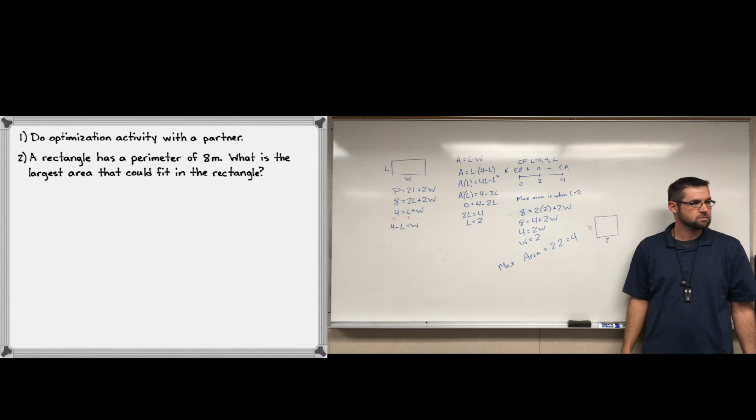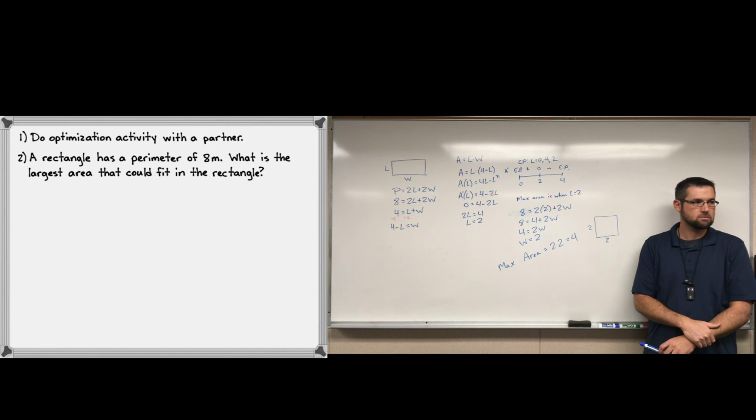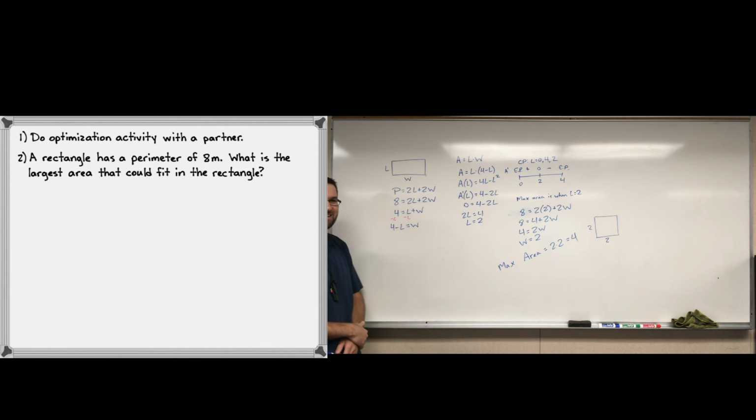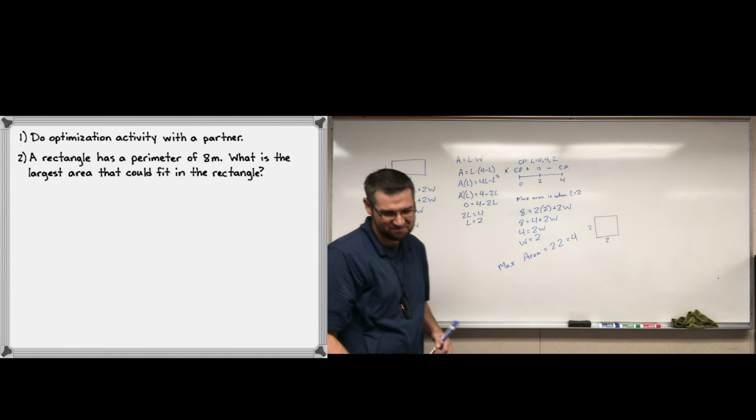I have a serious question. Can we jump back? How did you get from 8 to 4? Right here? Okay. 8 equals 2L plus 2W, to 4 equals L plus W. How did you? I divided both sides by 2. Okay. Are we okay with that?